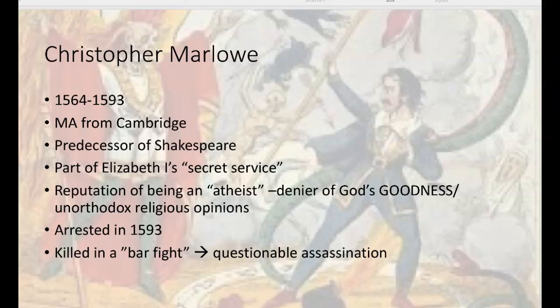But there is more substantiating evidence that it was instead an assassination, that he was assassinated because of the work that he had done in Queen Elizabeth's service. So, interesting life, interesting man, incredible poet, incredible author, and certainly doesn't get the kind of recognition that he deserves.